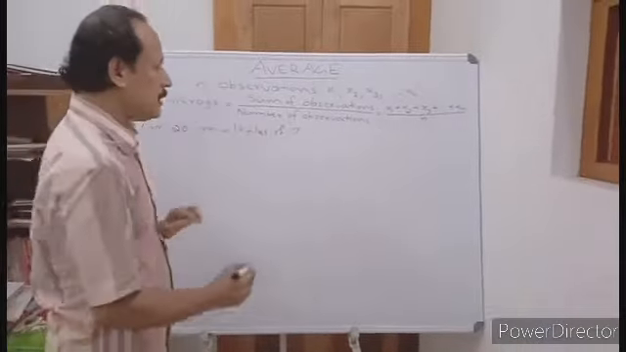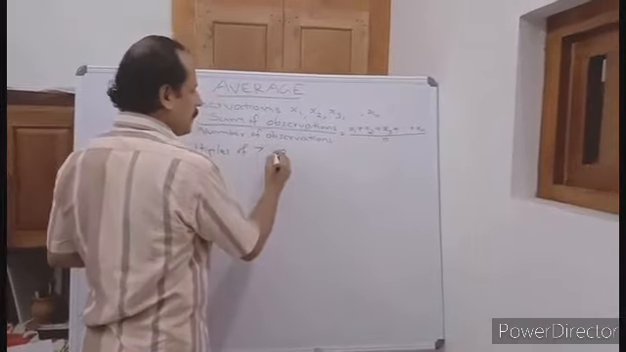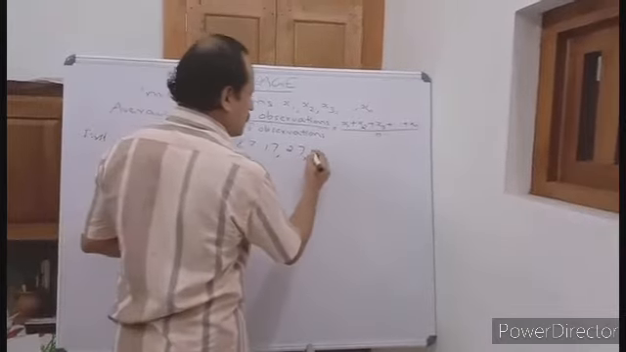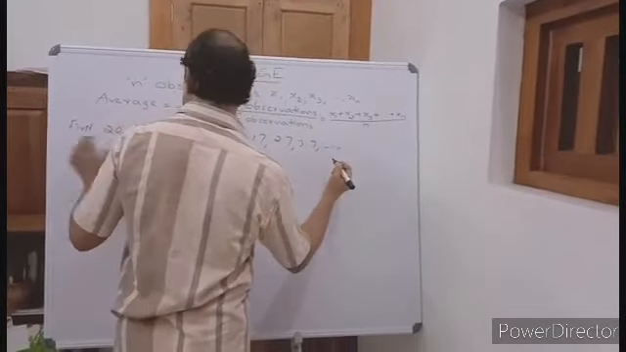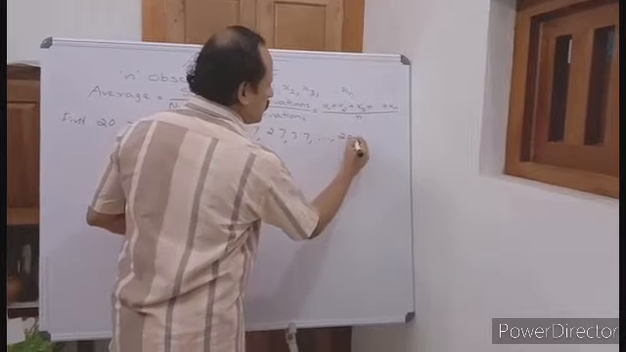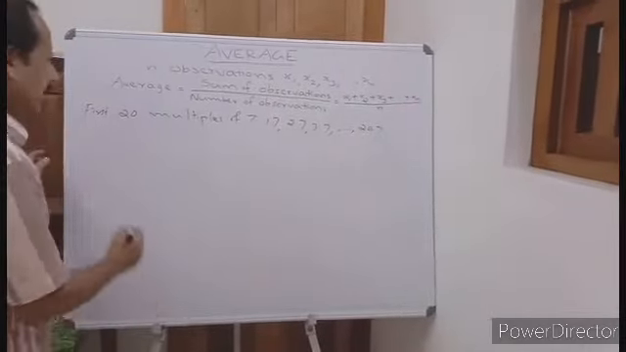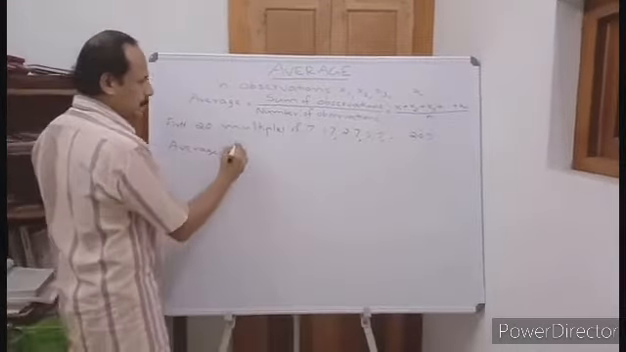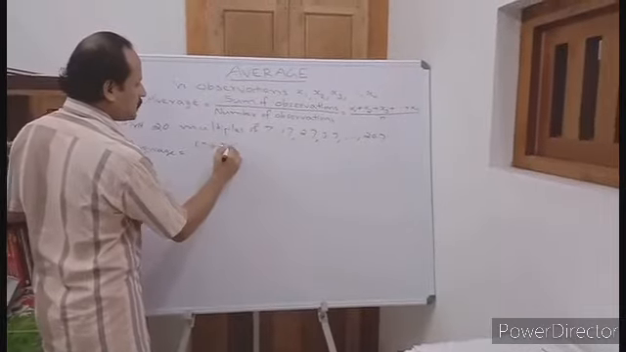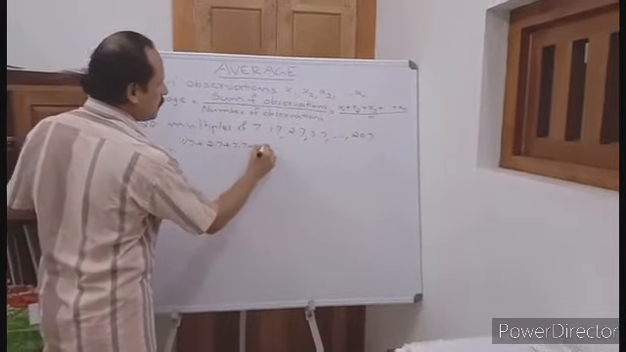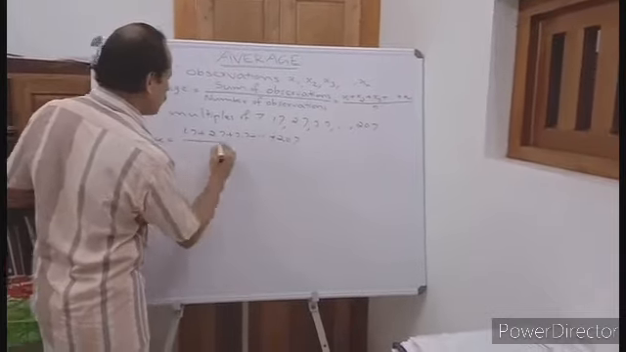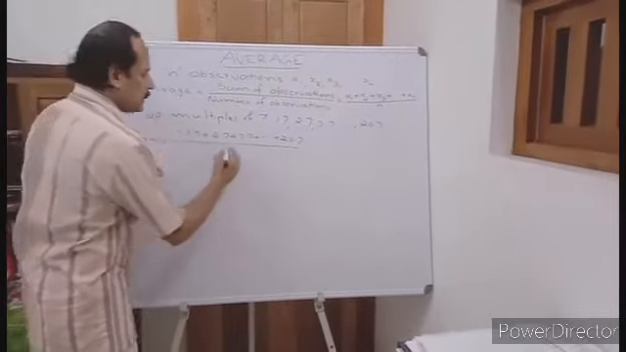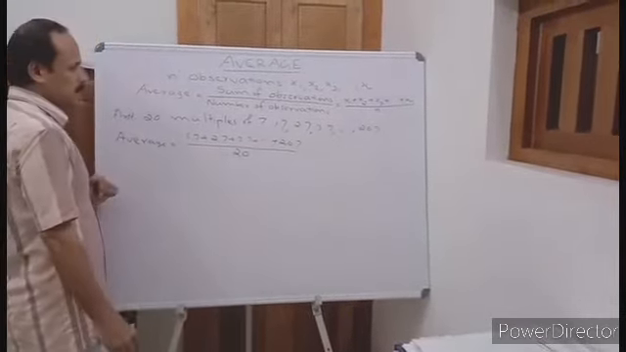Which is the first multiple of 7? That is 7 itself, 1 into 7. And the second multiple of 7 is 2 into 7. Next is 3 into 7, etc. We have to take the first 20 multiples. Therefore, 20 into 7. And here, average equals 1 into 7 plus 2 into 7 plus 3 into 7, etc., plus 20 into 7, all divided by the number of observations. There are 20 observations, therefore divided by 20.